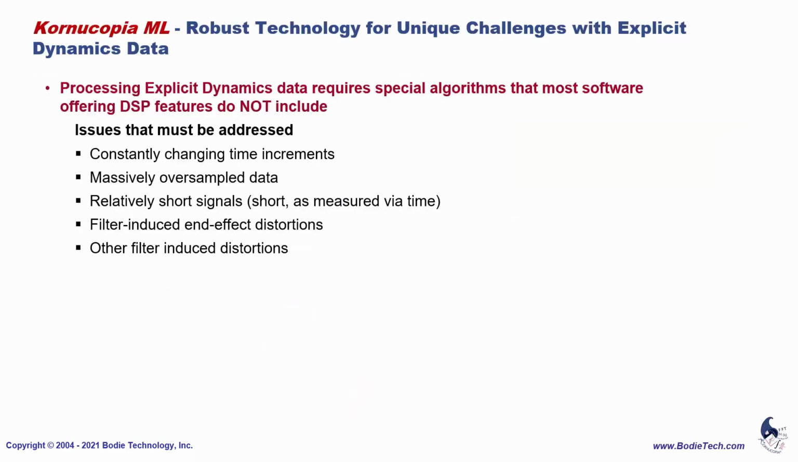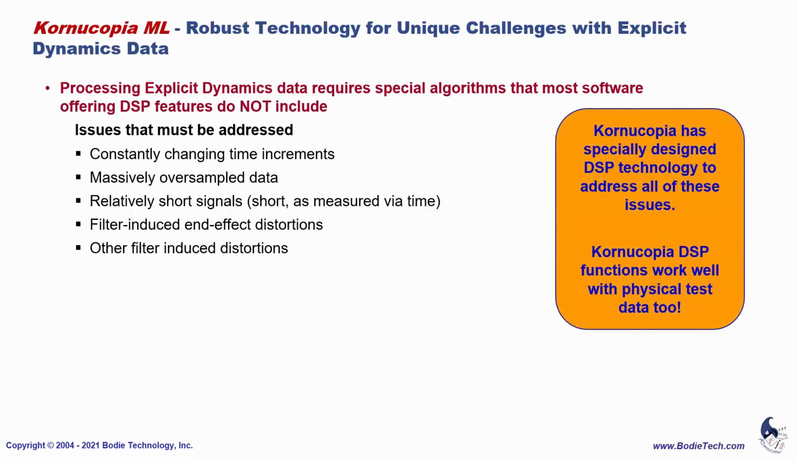Kornucopia provides robust technology for the unique challenges with explicit dynamics data. Processing this type of simulation data requires special algorithms that most software offering DSP features do not include. Issues that must be addressed are constantly changing time increments, massively oversampled data, relatively short signals, and filter-induced end effect distortions, as well as other filter-induced distortions. Kornucopia has specially designed DSP technology to address all of these issues, and the same DSP technology works well with physical test data too.